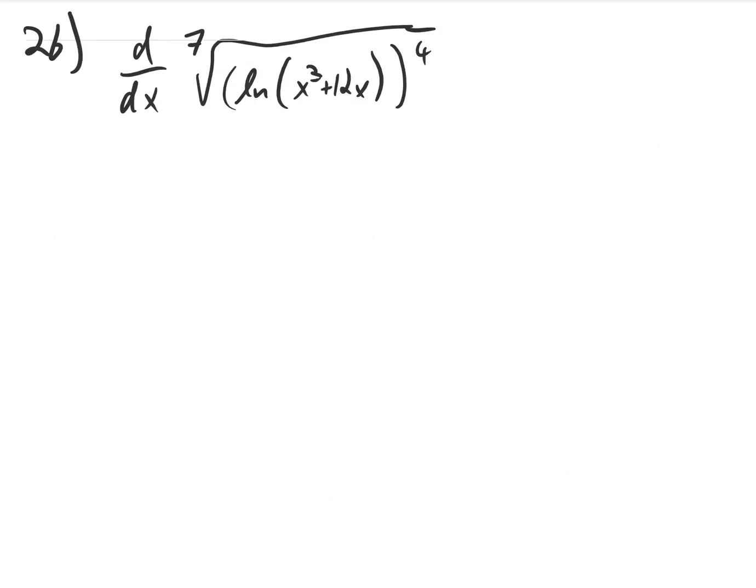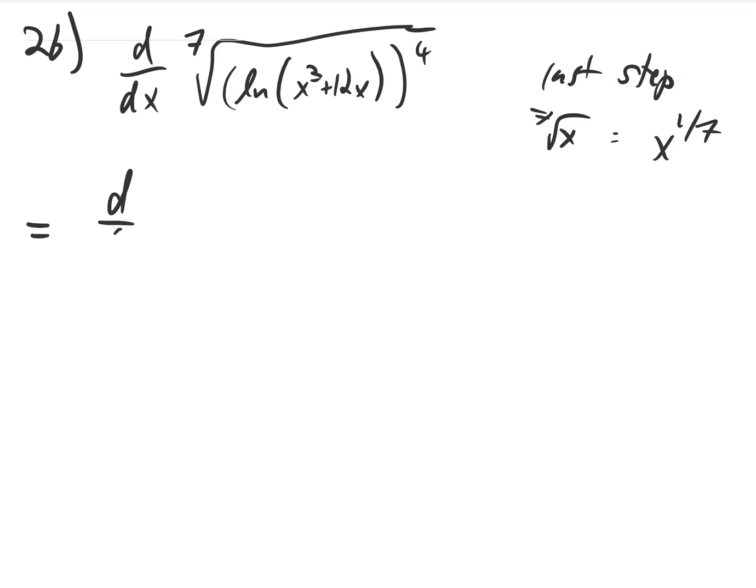Next, we're looking at the derivative of this terrifying function. We have a seventh root as the last step. It's the seventh root of x, or x to the 1 over 7. And then there's more steps in here. Let's peel it back a layer at a time.